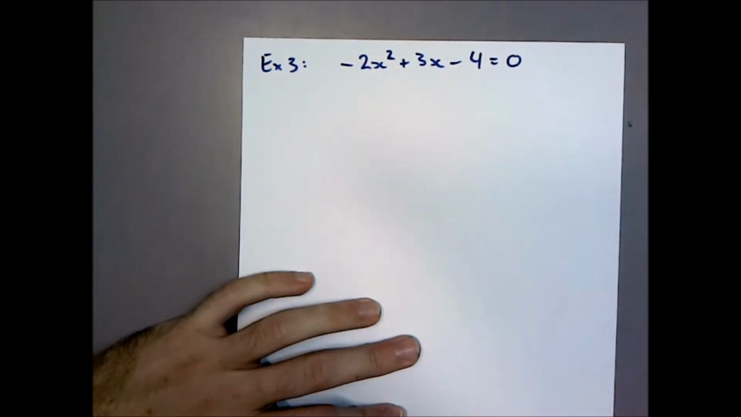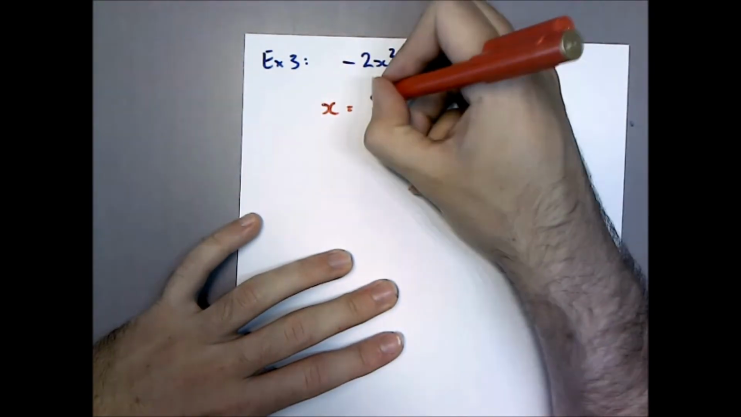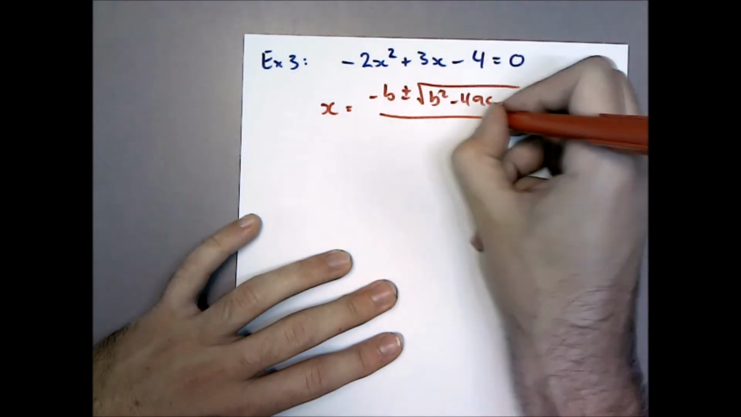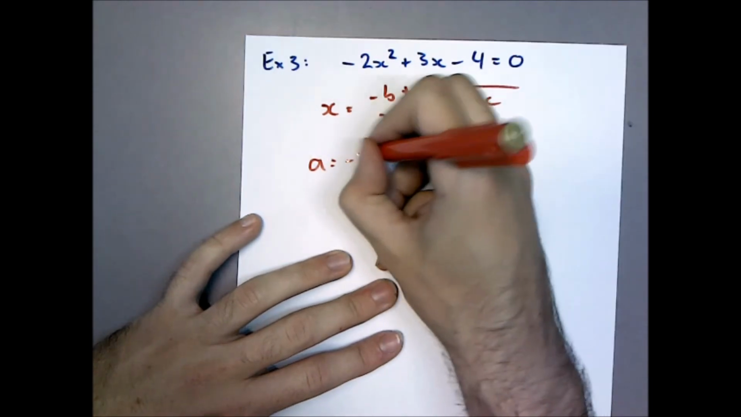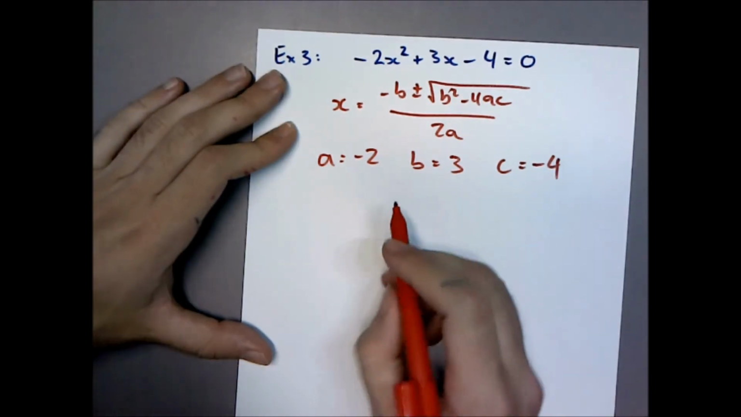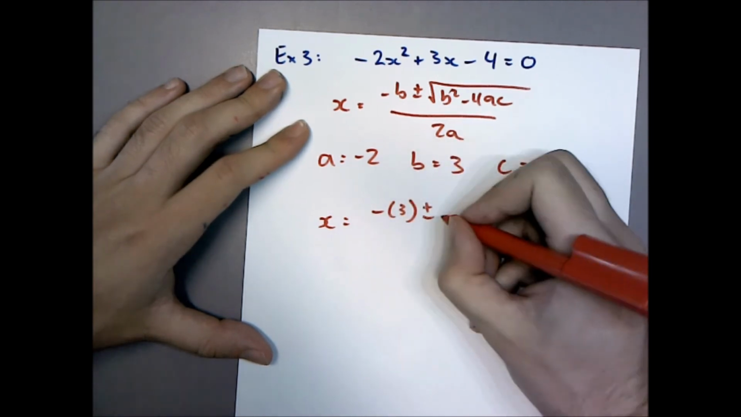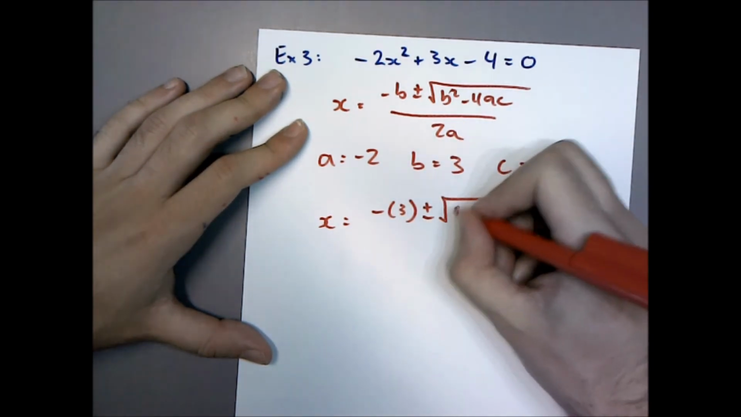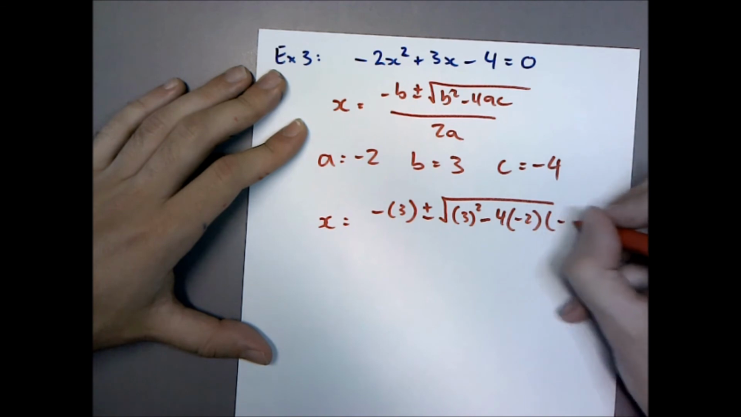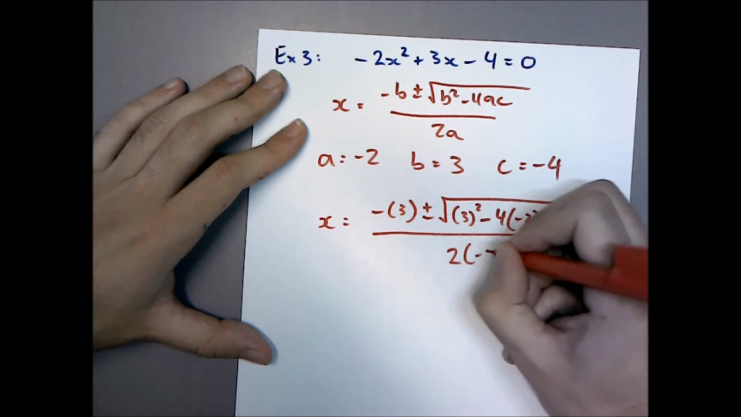So we've got some negatives at the front and the back. It all equals 0, so I'm okay to go ahead. First of all, write out my rule. x equals negative b plus or minus the square root of b squared minus 4ac divided by 2a. My a value is negative 2, b is equal to 3, c equals negative 4. So I sub it all in. x equals negative 3 plus or minus the square root of 3 squared minus 4 times negative 2 times negative 4, divided by 2 times negative 2.